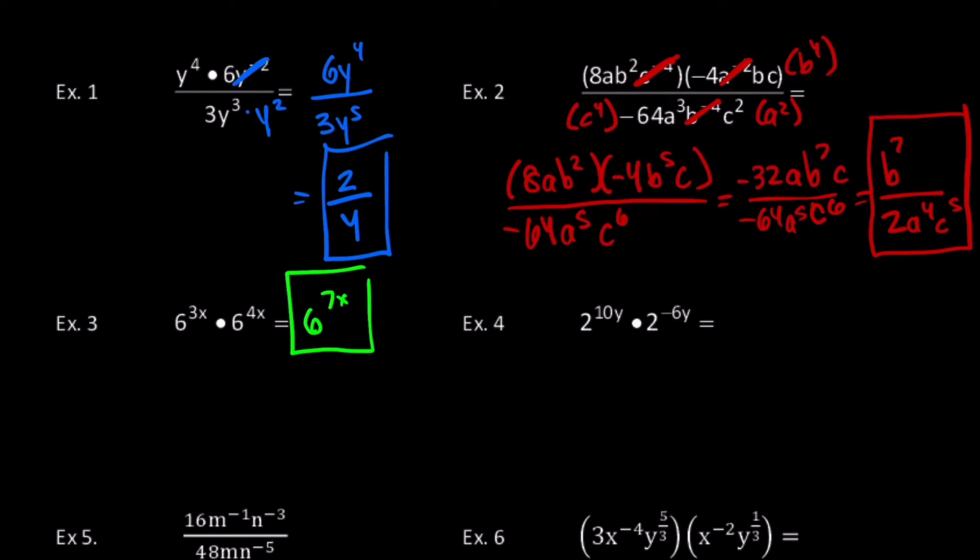Same here with this one. Don't multiply 2 times 2. If that was x to the 10y times x to the negative 6y, your base stays x. So in this case, the base stays 2. And then what we do is we combine or add our exponents. So 10y plus negative 6y is just 4y.